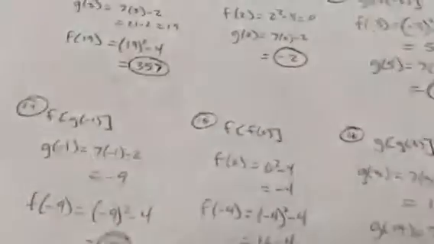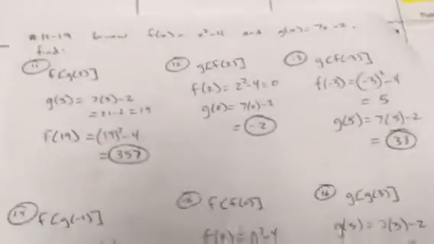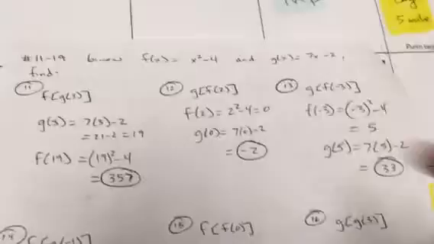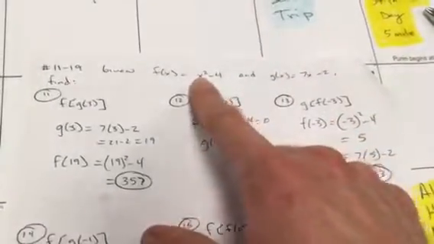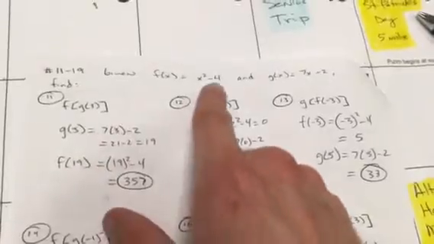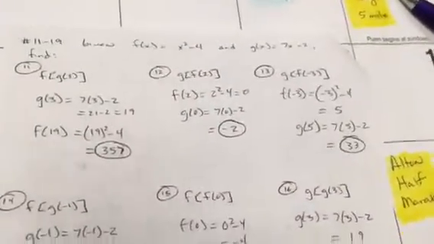All right, moving on here. Let's see, number 11, guys. You just evaluate twice. Evaluate g of 3 first. Plug 3 in for x right there, and then whatever you get, plug it in for x in the f equation. All right, there's your answers for 11 through 13.